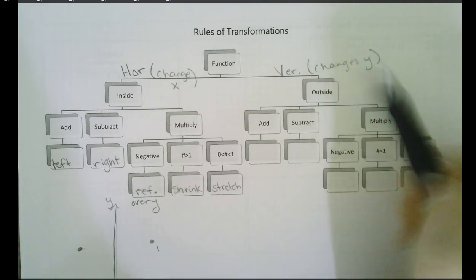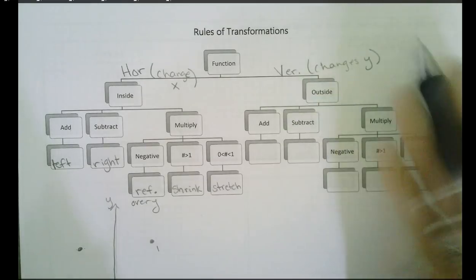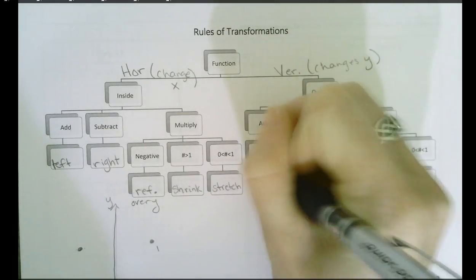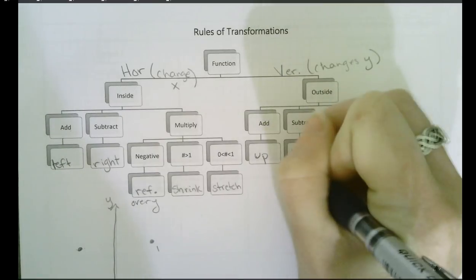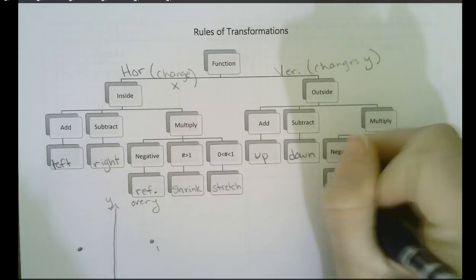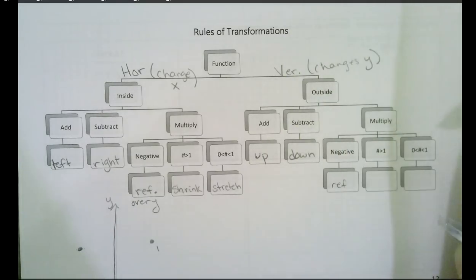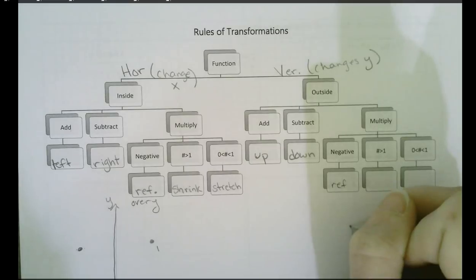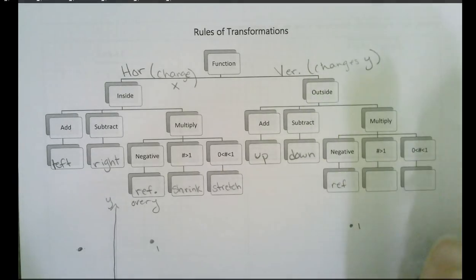So for these ones, they work pretty much how we expect them to. If I add, it's going to move me up. If I subtract, that'll move me down. When I have a negative, that's still a reflection. But this time, if I want to take that point and change its y value, I need to reflect over an x. So if I want this to be down here, I would be reflecting over something that is horizontal. So an x-axis.